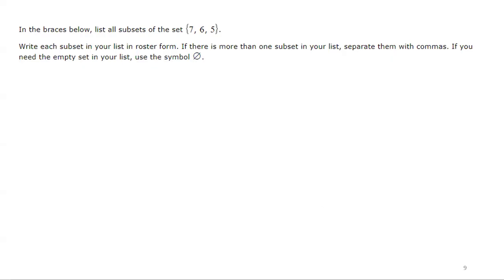Okay, so I'm going to go through this pretty quickly. We're just trying to list the different combinations of the set here. One way is we can just write each one individually. So I can write 5, or I can just write 6, or I can just write 7. So in this case, this is a subset of one element.